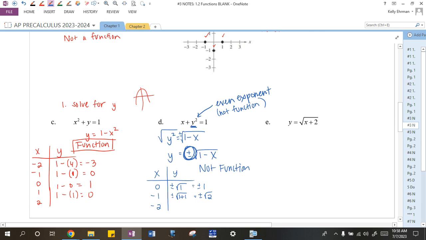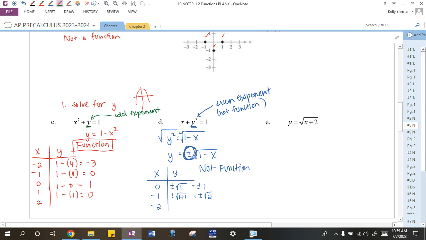In example C, y was to the first power, which is an odd exponent. If y were to the third power, another odd exponent, and I cube root both sides, odd roots do not have the plus or minus because you can odd root a negative.